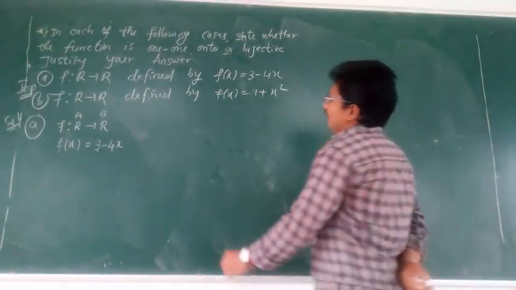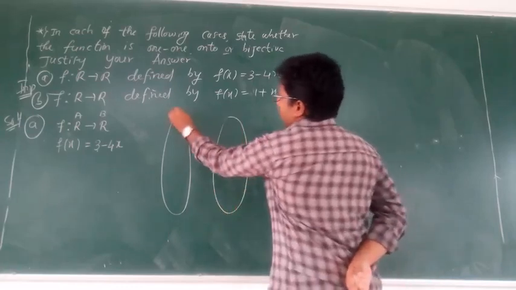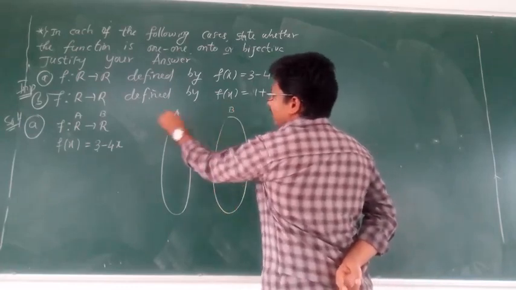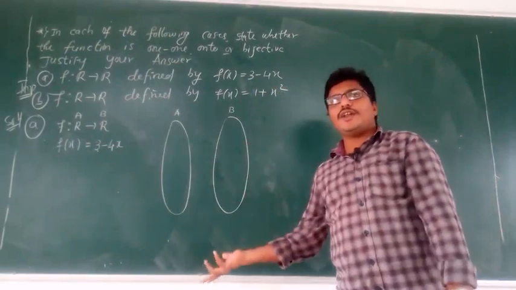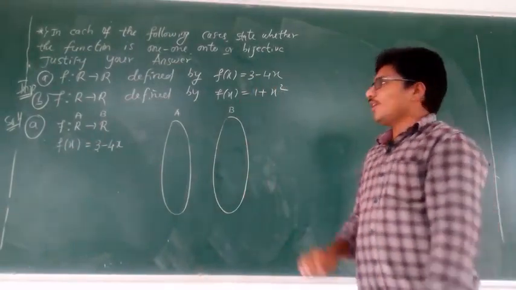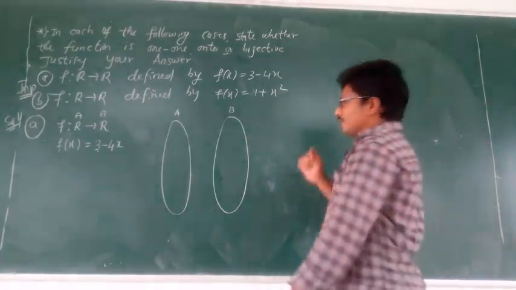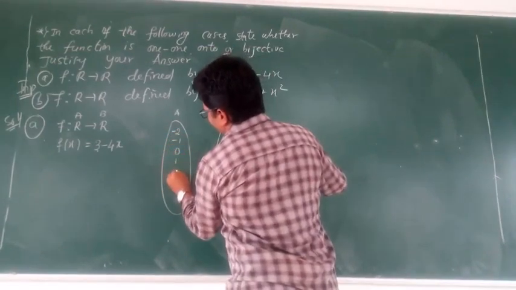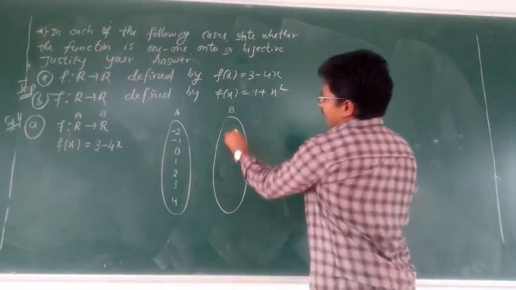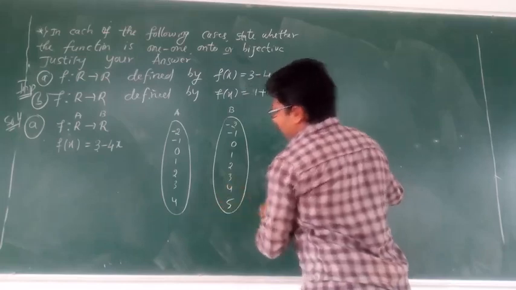Now we should consider two sets. This is the A set and this is the B set. A set is real numbers. Real numbers means minus infinity to infinity, and it also includes decimal numbers. That's why I will write minus 2, minus 1, 0, 1, 2, 3, 4 in set A, and next minus 2, minus 1, 0, 1, 2, 3, 4, 5 in set B.